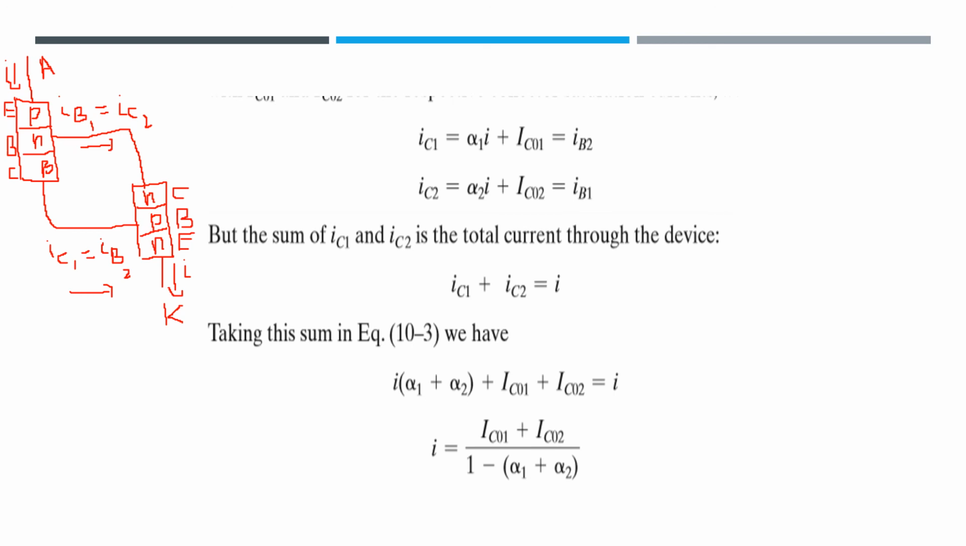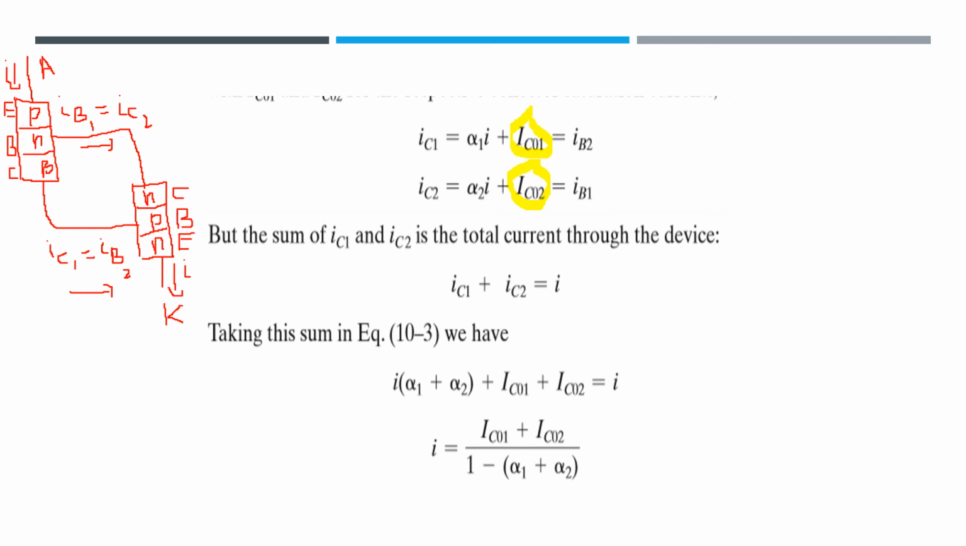Where we say that this current is the saturation current of our collector 1, and this is the saturation current for our collector 2. So when we take the sum of the current through collector number 1 and collector number 2, it will give us the total current. Then what we will do is take the sum of these equations.